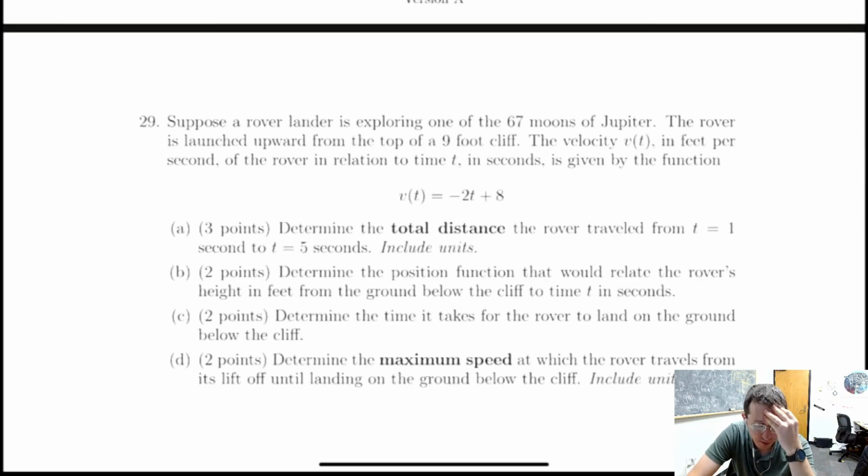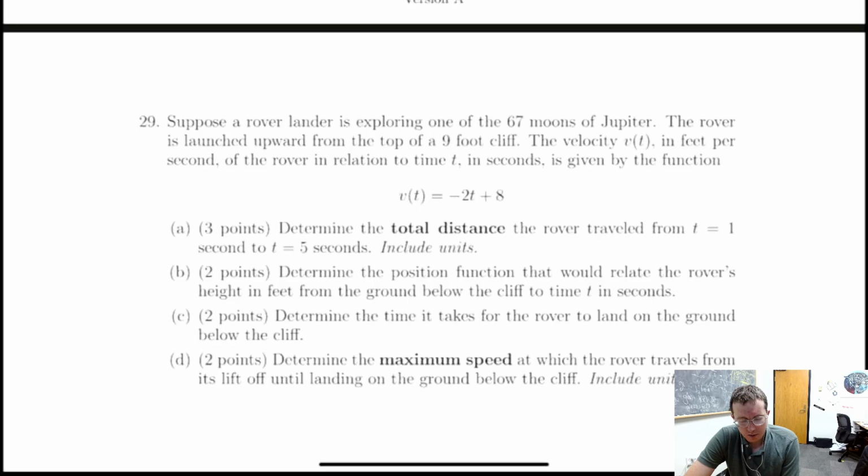Okay. Suppose a rover lander is exploring one of the 67 moons of Jupiter. Oh my goodness, that is so many moons. The rover is launched upward from the top of a 9-foot cliff. The velocity of the rover is minus 2t plus 8. So we want to find the total distance the rover traveled from t equals 1 to t equals 5.